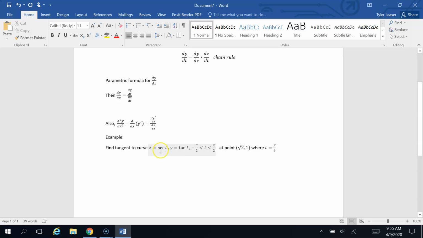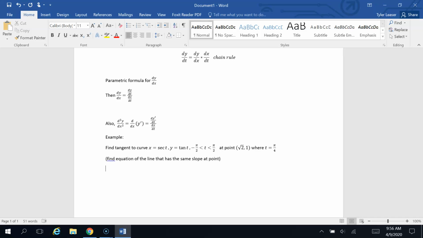So we would set secant t equal to root 2, and the solution to that is pi over 4. And we would set tangent of t equal to 1. The solution to that is pi over 4. Okay, so if we're trying to find the tangent to the curve, that's really asking us to find the equation of the line that has the same slope at that location, at that point.